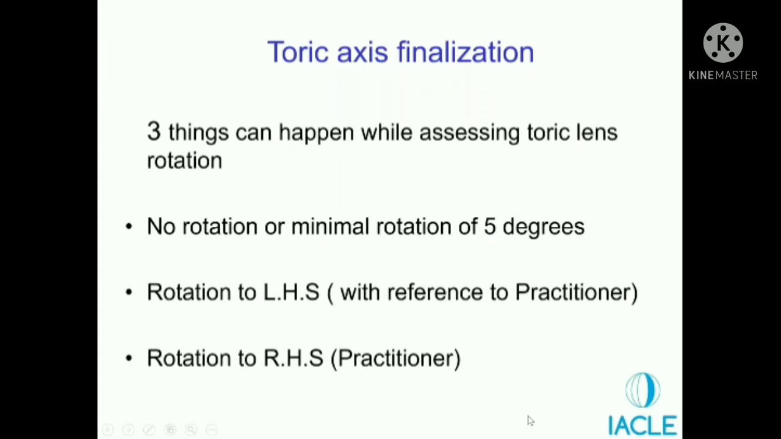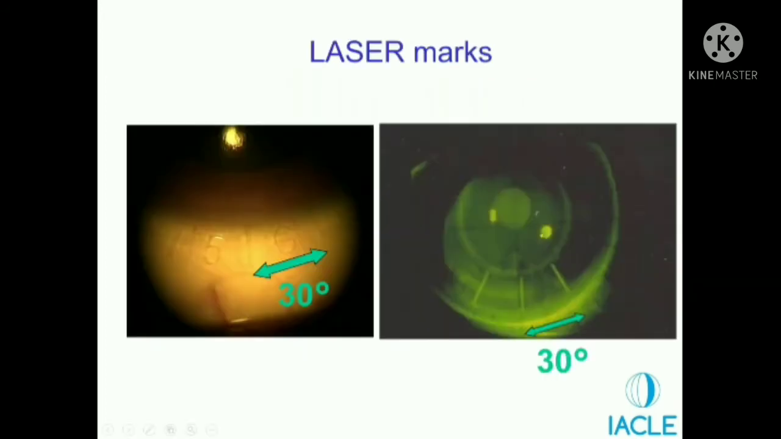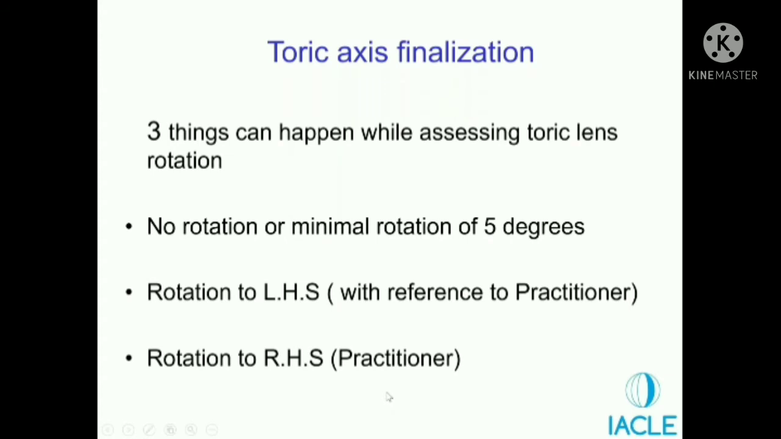Okay. Now we are going to take a few examples to understand what do we do if there is any lens rotation. So what can happen? There are 3 things that can happen when you are assessing the fitting. The 6 o'clock position is exactly at 6 o'clock where it should be here. Okay, that's one possibility. The other possibility is it can rotate towards your left side or clockwise. And the last possibility, it could rotate anti-clockwise or towards your right side. These are the only three possible outcomes.